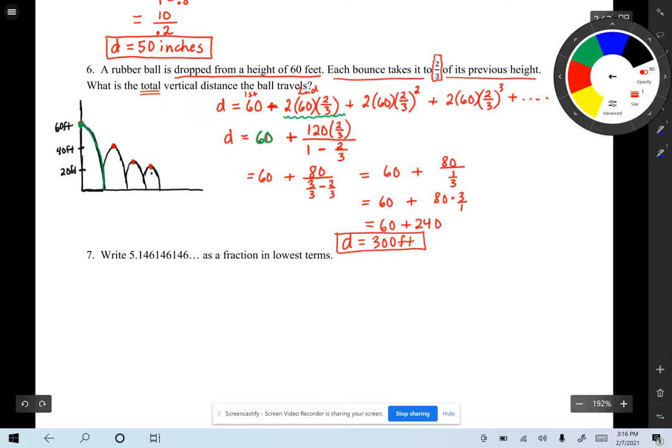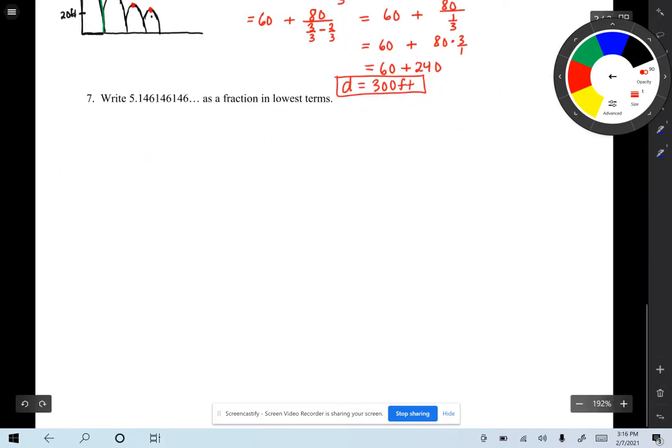All right. And our last one. I really like this one because it kind of makes you think a little. We have this decimal, it's 5 point something. So it's a pretty small number, 5 point whatever.